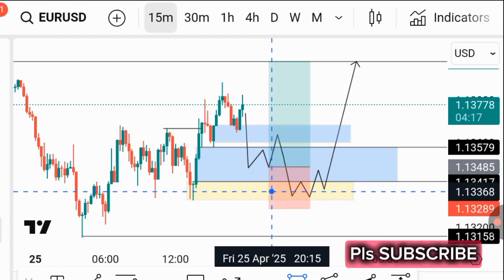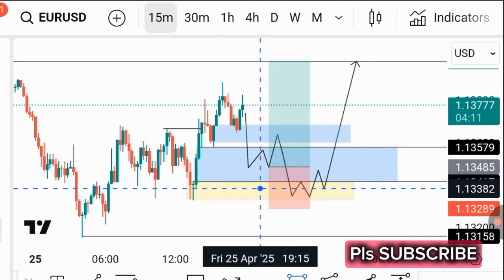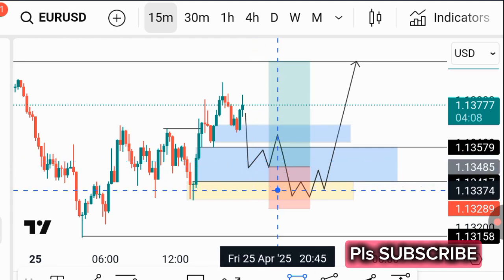But if you prefer to wait, without being in a hurry and without being desperate to trade, you can wait patiently for price to get to the order block level for you to make your trading decision.